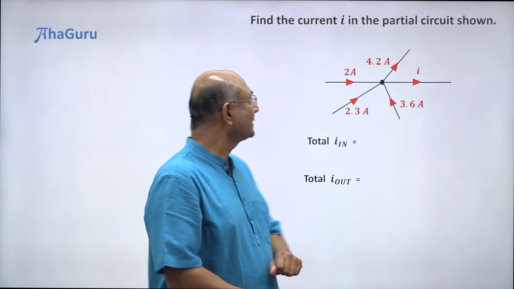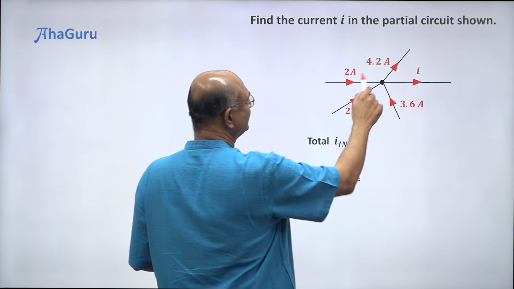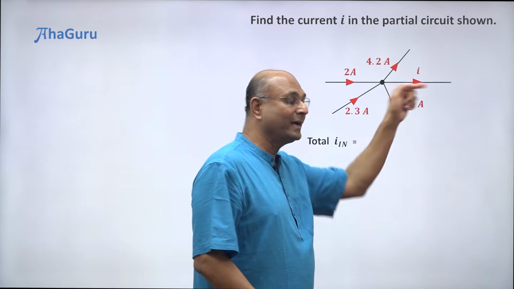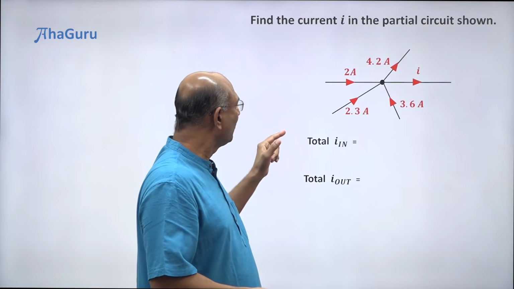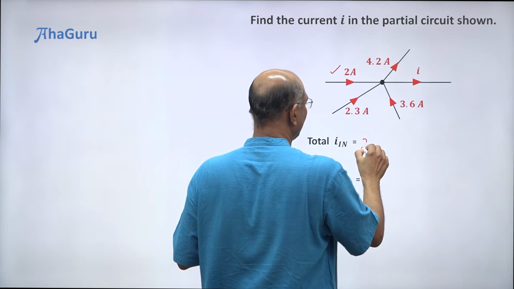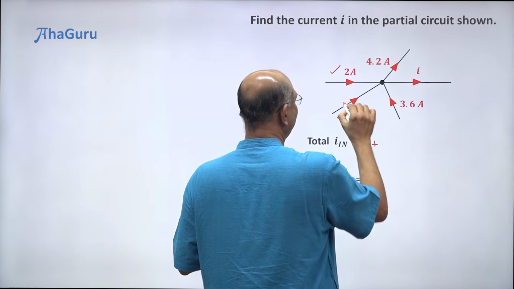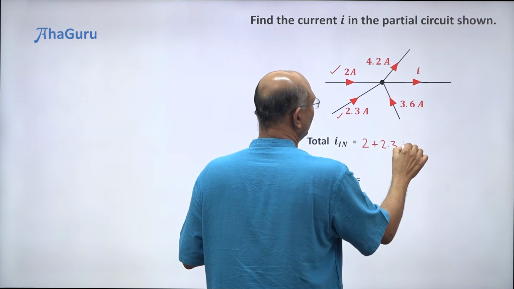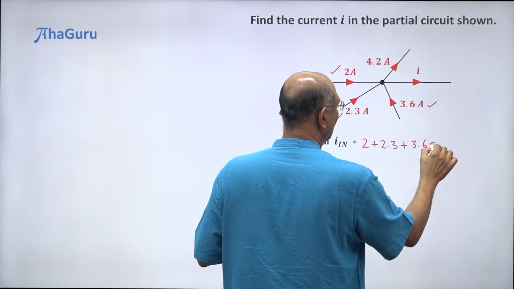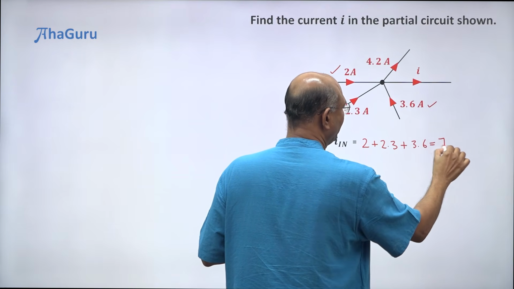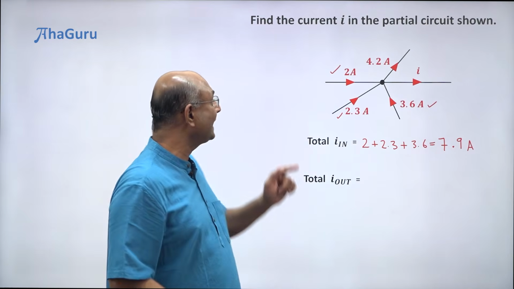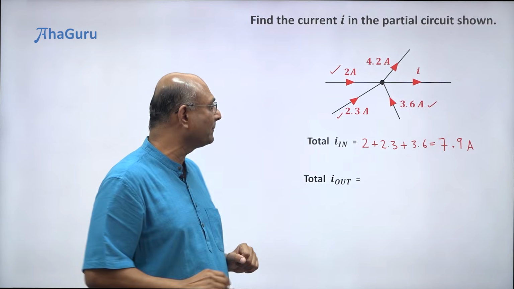Let us now look at this question. So in this question, we have these 3 wires bringing in current into the junction, and we have these 2 wires taking out current from the junction. What is the total current into the junction? 2 amperes plus 2.3 amperes plus 3.6 amperes, which is how much? This is going to be 7.9 amperes. So we know that the total current entering this junction is 7.9 amperes.